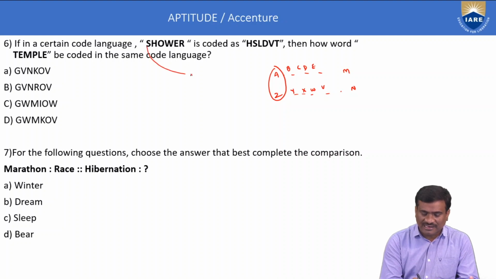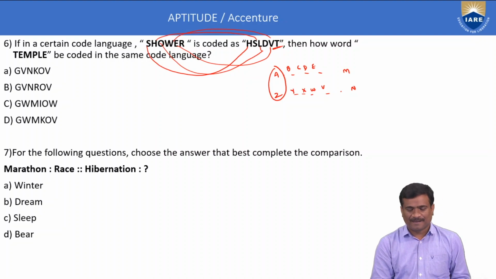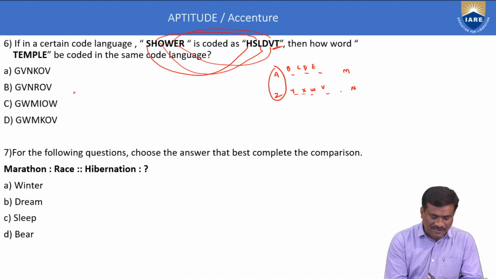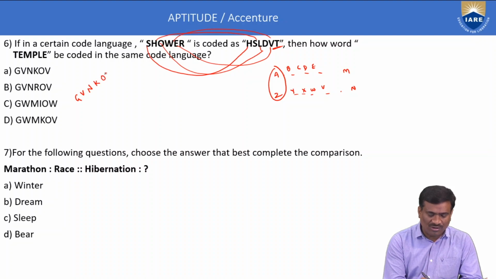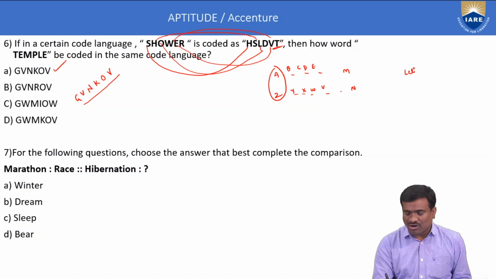Suppose first S: S opposite H, H opposite S, O opposite L, W opposite D, E opposite V. Next, R opposite I. Same logic applies to the given statement. T opposite G, E opposite V, M opposite N, P opposite K, L opposite O, E opposite V: G V N K O V. Option A only is correct. The logic is the letter-opposite concept.